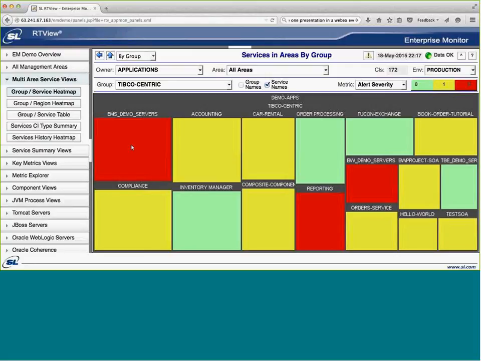Your system should be intelligent enough to recognize the CRM systems, which in this case would probably be order processing and inventory manager, as opposed to the accounting systems. This gives you a chance so that when you have two applications giving a warning at the same time, you know this is the one you need to take care of first and not the EMS demo service.